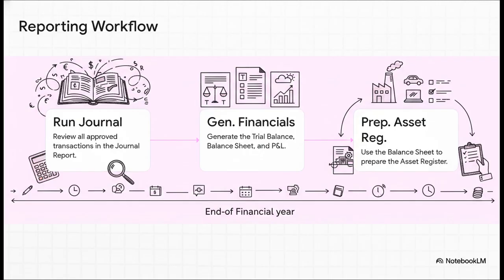First, run the journal report to review all your transactions. It's like proofreading your work. Next, you generate your key financial reports: the trial balance, the balance sheet, and the profit and loss statement. That gives you the big picture. And finally, you use the info from the balance sheet to prepare your asset register. Once that's done, you've got a complete and accurate snapshot of your finances before you go any further.